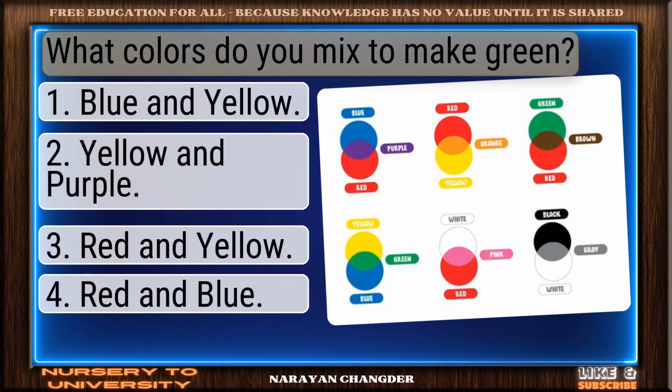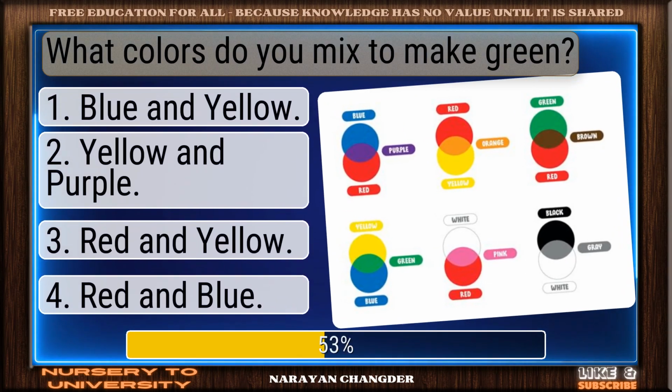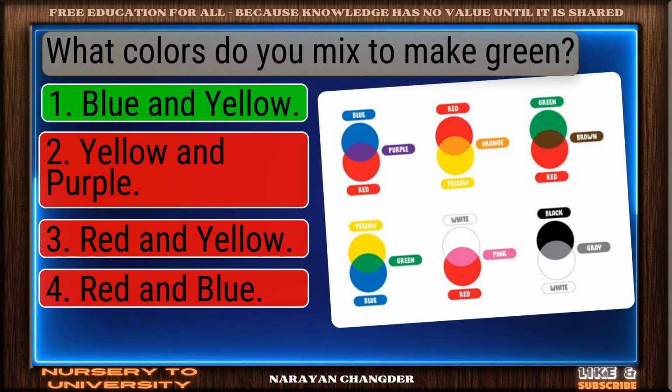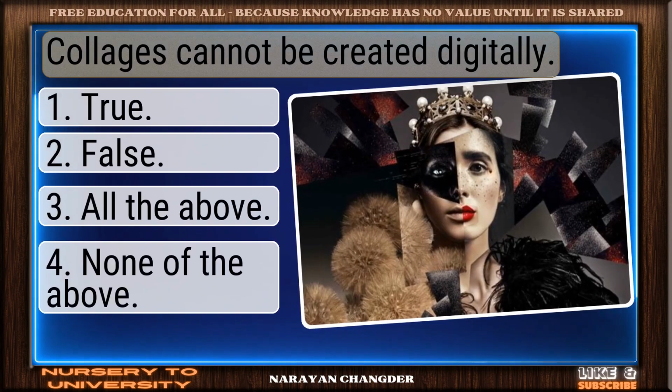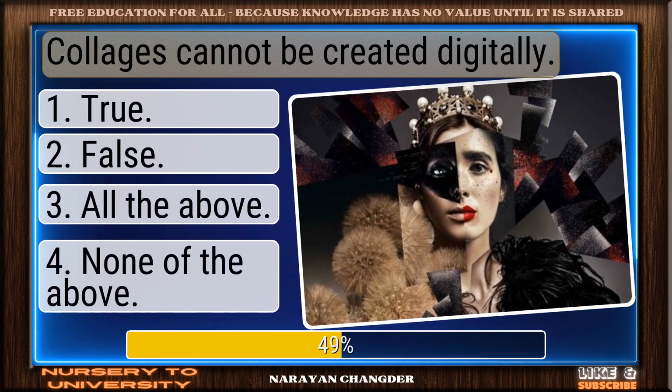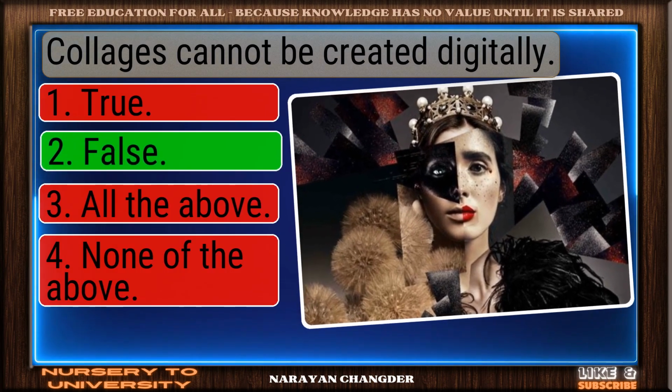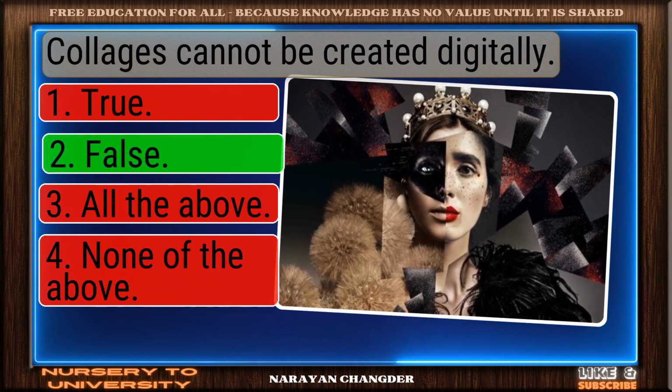What colors do you mix to make green? Excellent choice. Blue and yellow is the right answer. Collages cannot be created digitally. You got it. Your choice, false, is right.